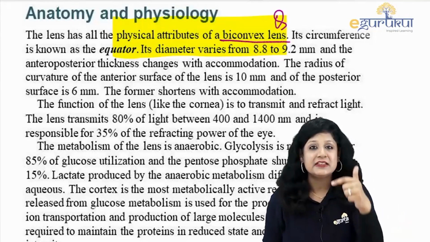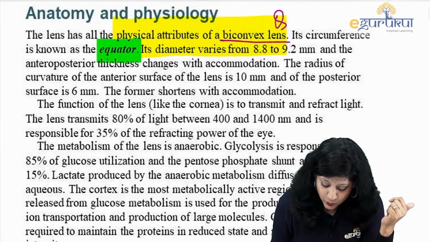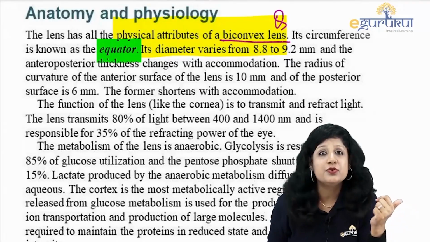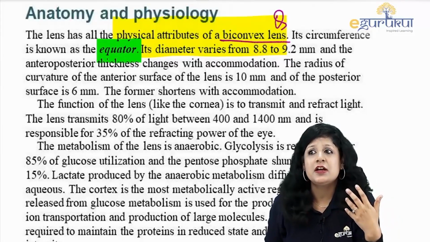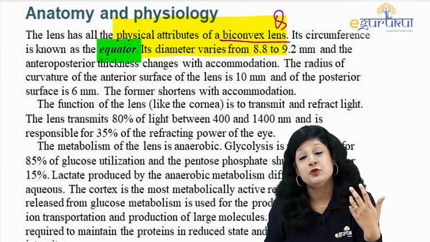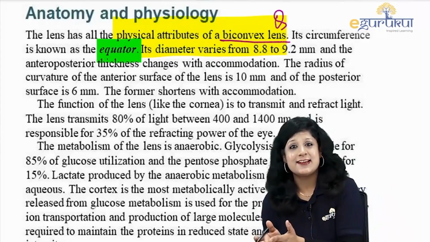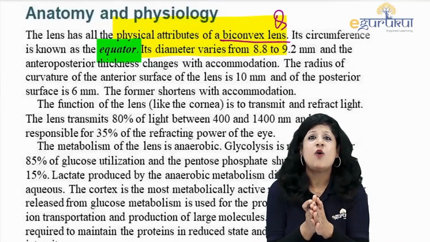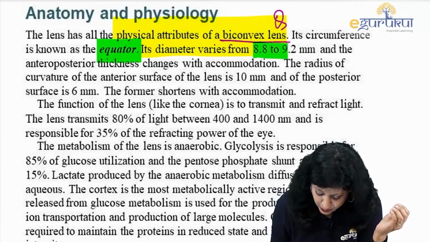Its circumference is called the equator, right? And what is the diameter? Now, these are pretty standard values. Whenever you have a dilemma, whenever you people ask me, ma'am, this book says this, that book says that, then I always prefer to go with the value of Parson. So that is pretty good values.